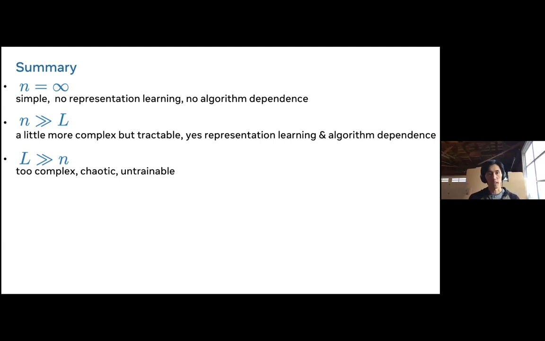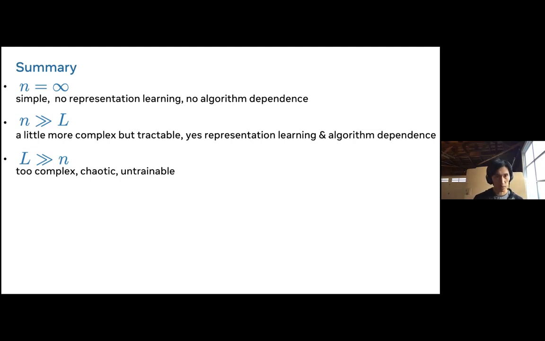Okay, so the summary is that in the infinite limit, you get a very simple picture, which is pretty nice, a useful starting point. But you realize after some calculation that there's no representation learning and no algorithm dependence. So maybe you should back off. In addition, it's not the real thing that you can instantiate on your computer, although you can do the kernel thing.